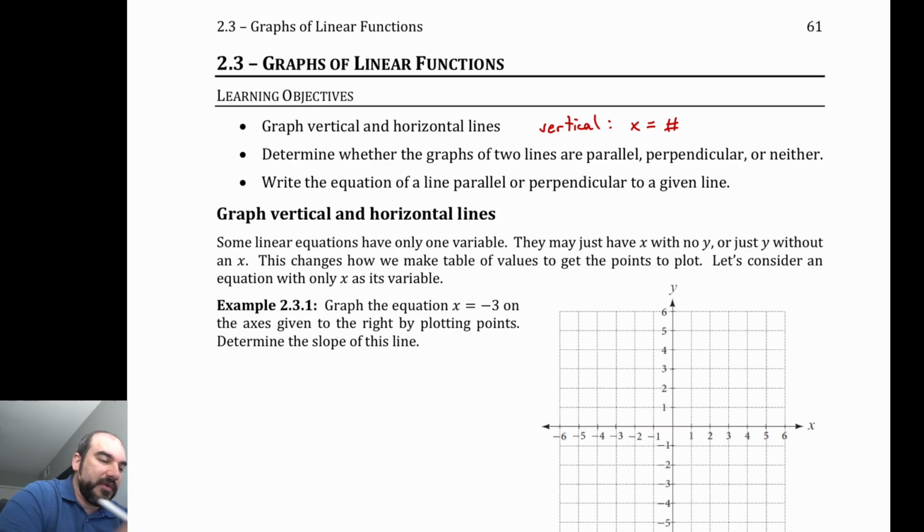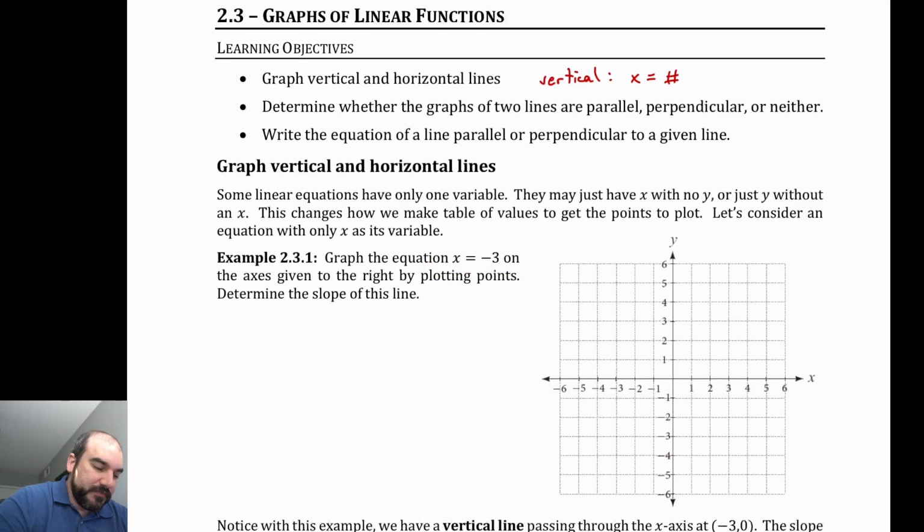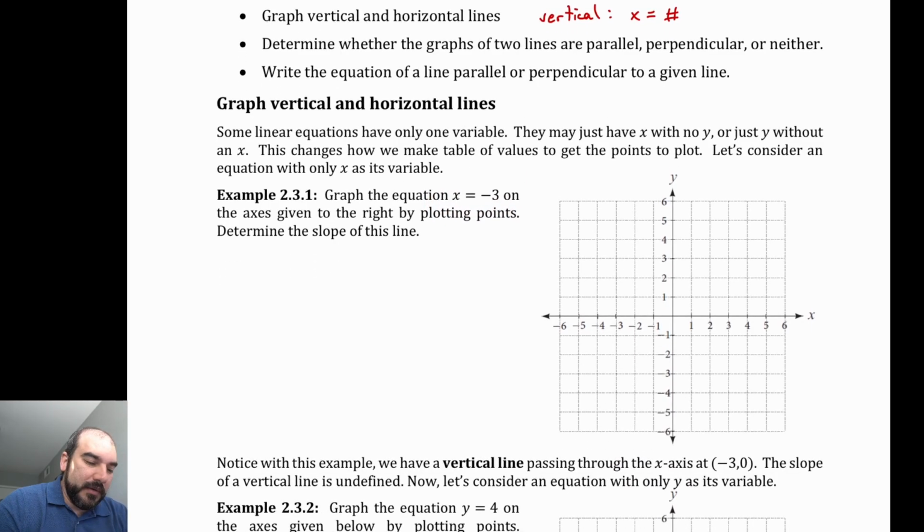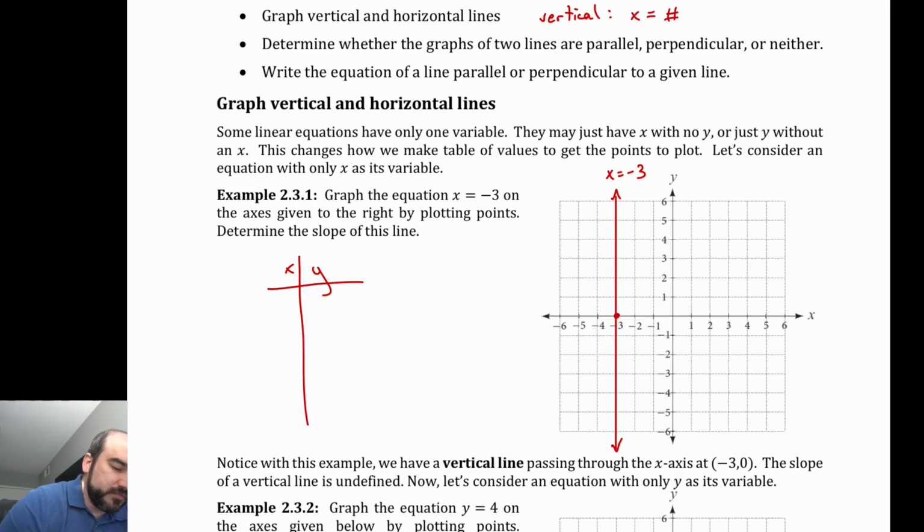So x equals -3, for example, on this example here, will be a vertical line that passes through -3 on the x-axis. So you find -3 on the x-axis, and then you have a vertical line that passes through that point, excuse me. All right, so this is x equals -3, and you can do this by doing an xy table where x is forced to be -3 because of the equation.